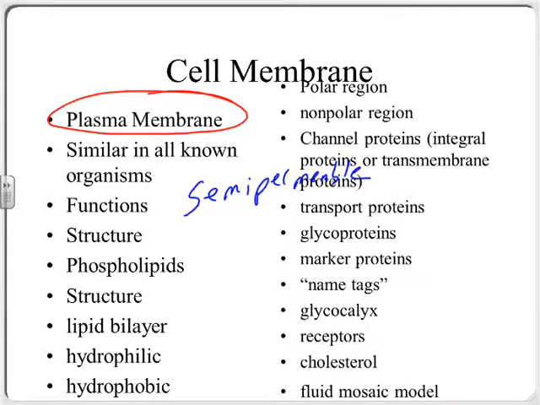They let some things in, won't let other things in. Wait, so just list functions of the cell membrane? Yeah. It's semi-permeable or selectively permeable. Some things can come in, some things can't. What are all the bullets, though? Look, I'll explain as we go. We just talked about the functions. We'll talk about the structure of the cell membrane here in just a second. What determines whether or not something can get through?